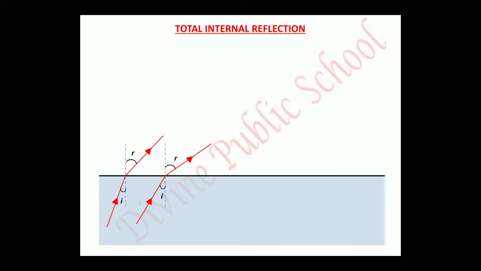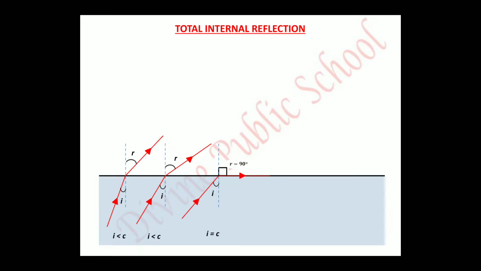Now what happens if, for a particular value of angle of incidence, the ray of light moves along the surface, meaning it will make 90 degrees with the normal? For this value of angle of incidence, the ray makes 90 degrees with the normal, and this angle is called the critical angle, and it is represented by C. So in this case, angle of incidence is equal to the critical angle, and obviously in the previous two cases, the angle of incidence was less than the critical angle.